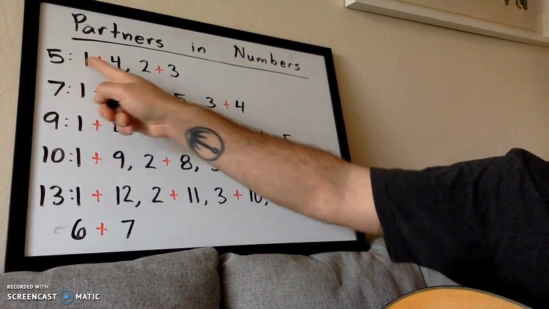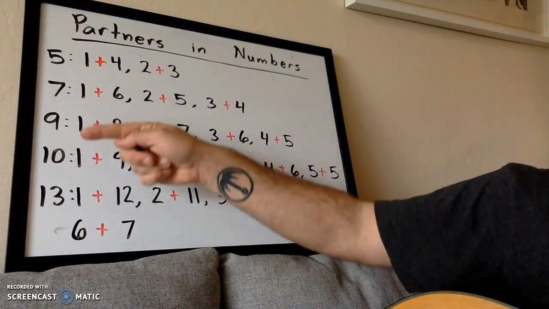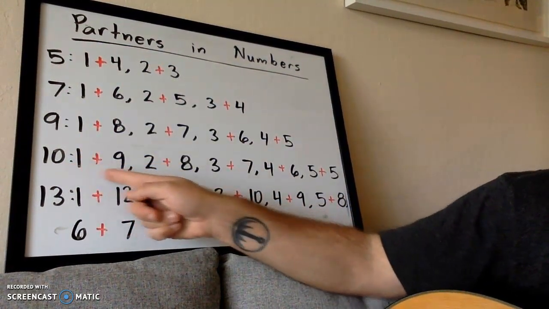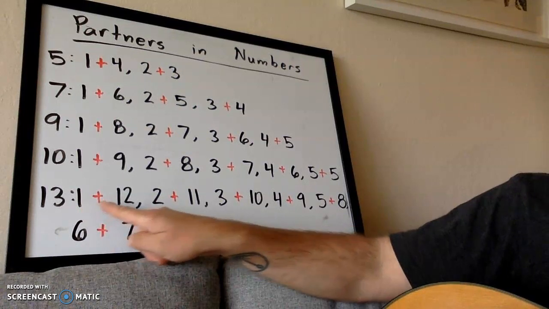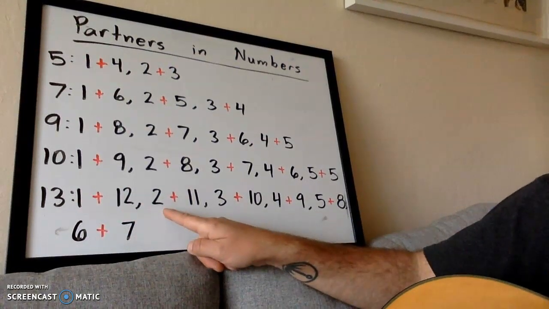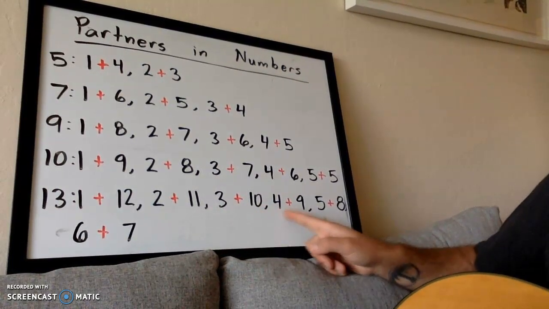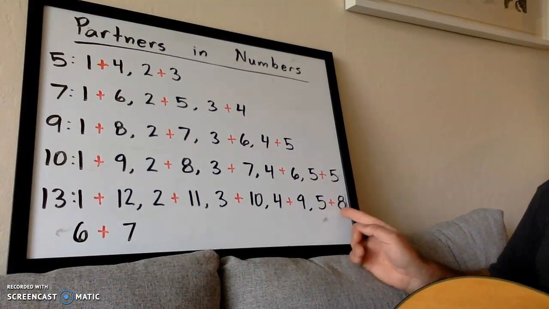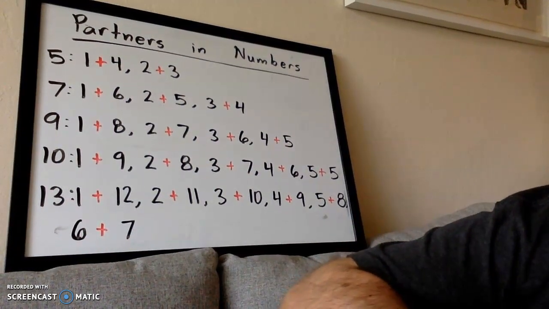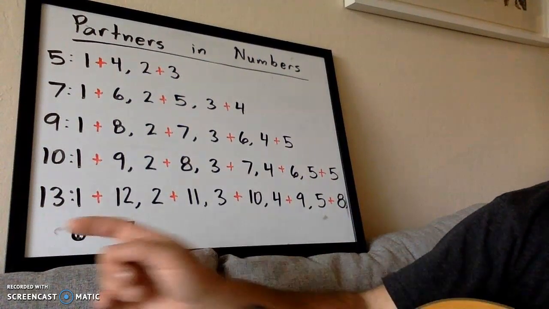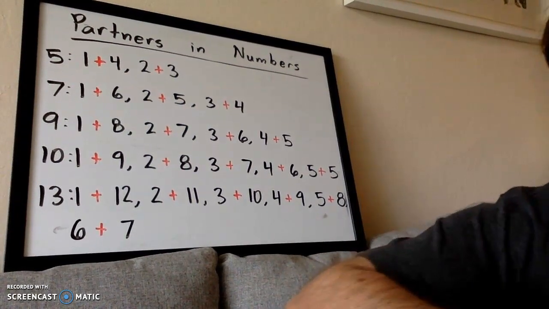So you can see that 5 only has 2 partners, 1 and 4 and 2 and 3. But if the number gets larger, they've got a lot more sets of partners. And then I did one more here. Here's 13. 1 plus 12, 2 plus 11, 3 plus 10, 4 plus 9, 5 plus 8, and finally 6 plus 7. So those are the partners for 13. There are so many partners for 13 because it's a teen number. The numbers are getting greater. The larger the number, the more partners it has.